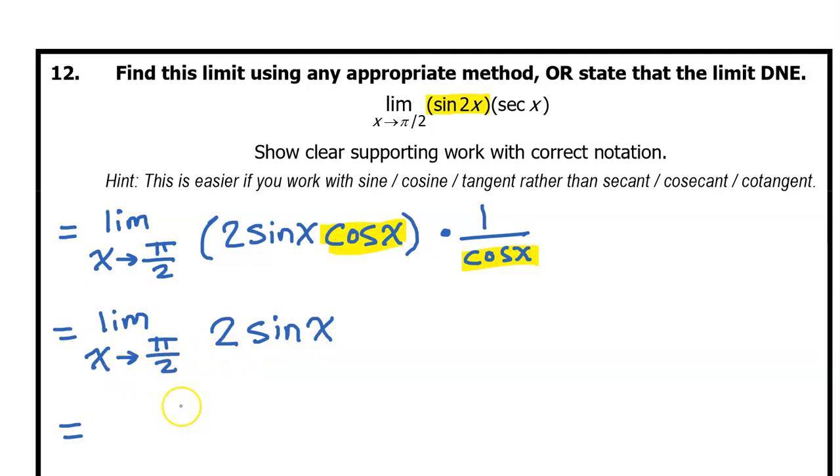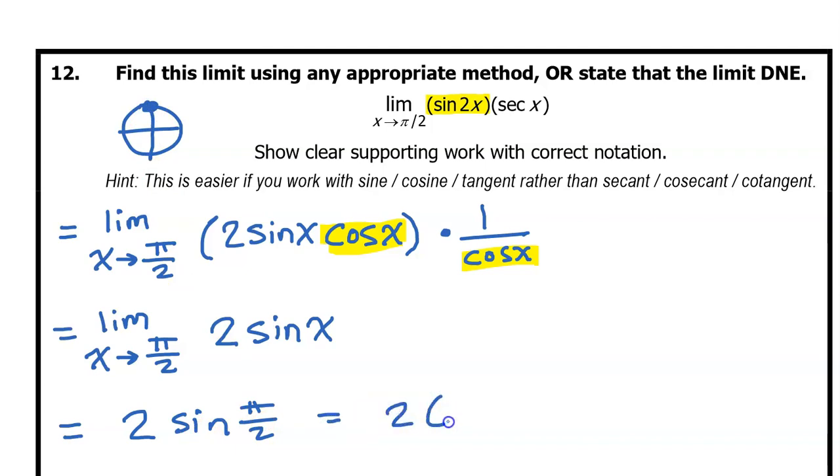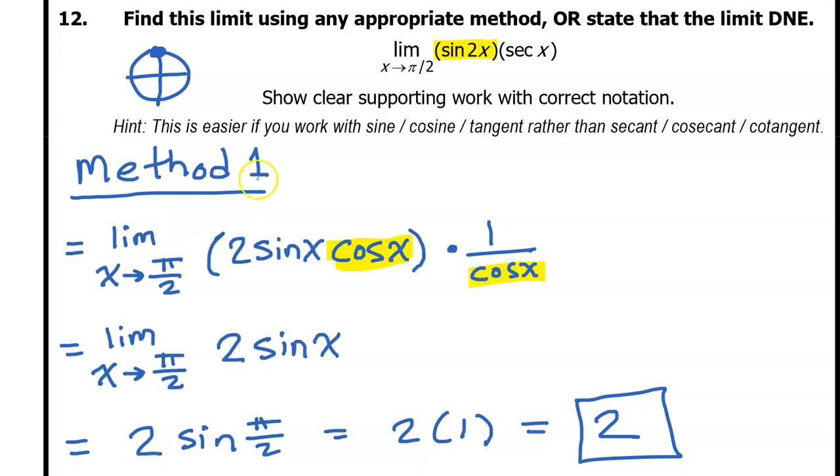If we let x equal pi over 2, then we have 2 sine pi over 2. Pi over 2 is up there at the top of the unit circle where the y value is 1. So sine of pi over 2 is 1. So that means we have 2 times 1, which is 2. So that is the final answer. Let's call that method 1. Let me show you another way we could have solved this problem without using the double angle identity.